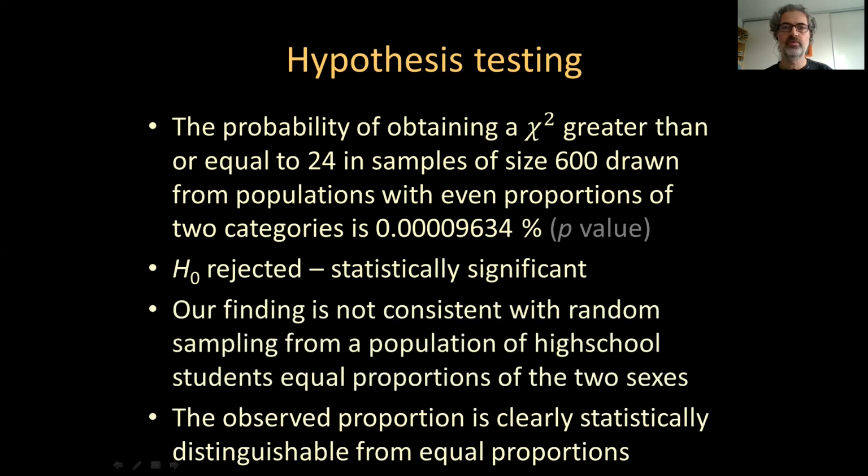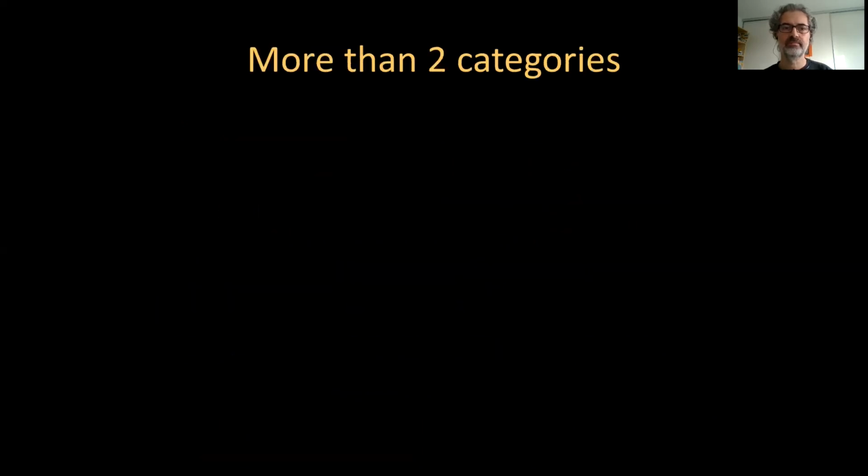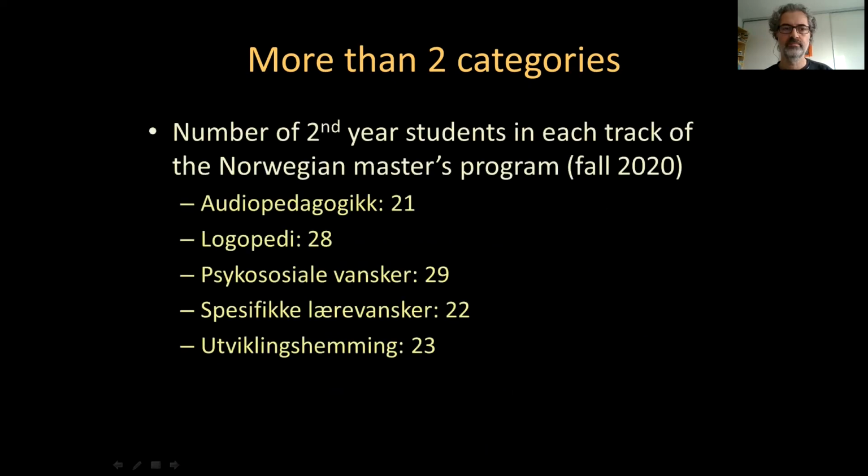What if there are more than two categories? How does this procedure work? Let's use a different example, this time with real numbers. The number of second-year students in each track of studies in the Norwegian Master's Program here in the Department of Special Needs Education in the fall of 2020 was given by the administration as these numbers.